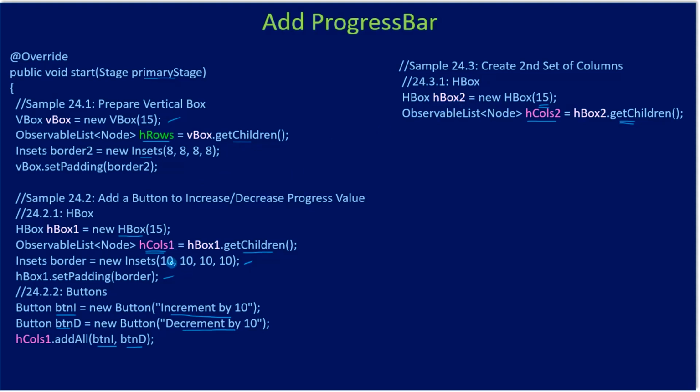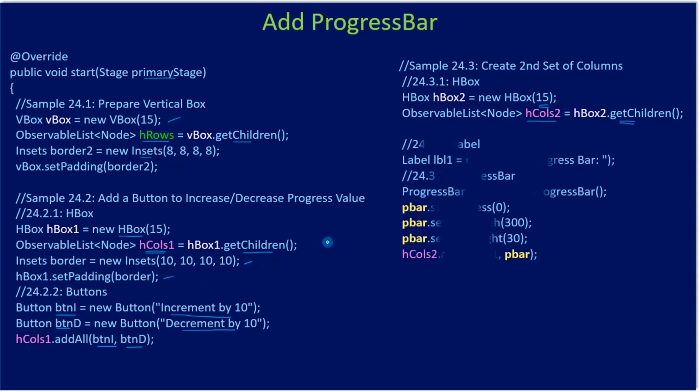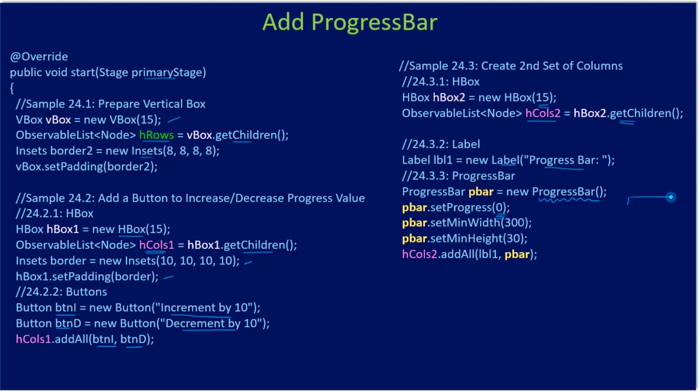HBox 1 was populated with two buttons, and HBox 2 we will populate with the progress bar. So first we create a label, and that says progress bar. Then here we are creating the progress bar. Set progress 0. So this will set the initial progress. That means at this stage the completion is 0%.